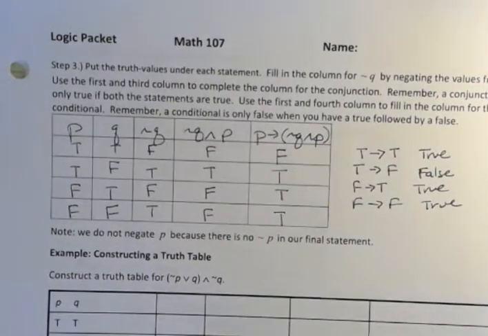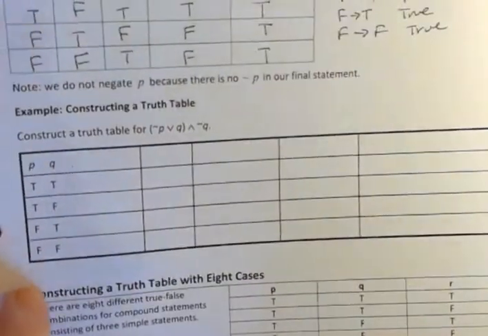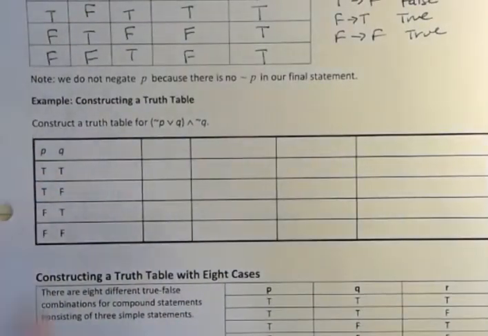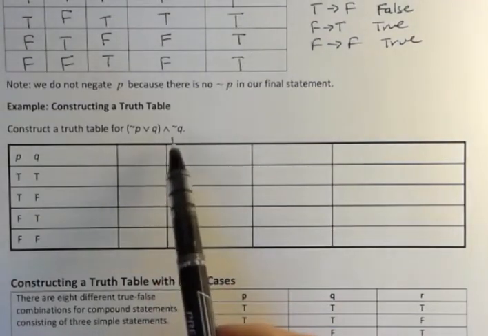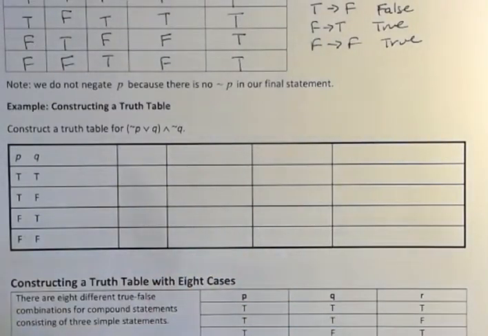Okay, one more thing, and then we'll go on to an 8-row table. Construct the truth table for not P or Q and not Q. Always you're going to have P and Q, and I've just gone ahead and written those in for you. I'm going to come back in a few minutes and show you the answer to that. But write it down and see if you can fill it in. Of course, you don't get better at it just by watching me.